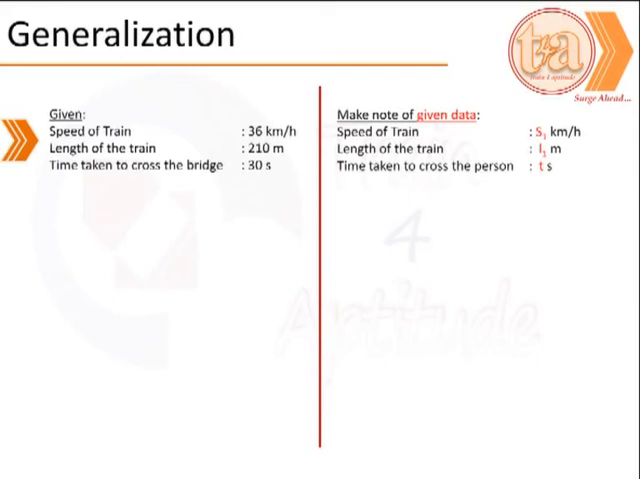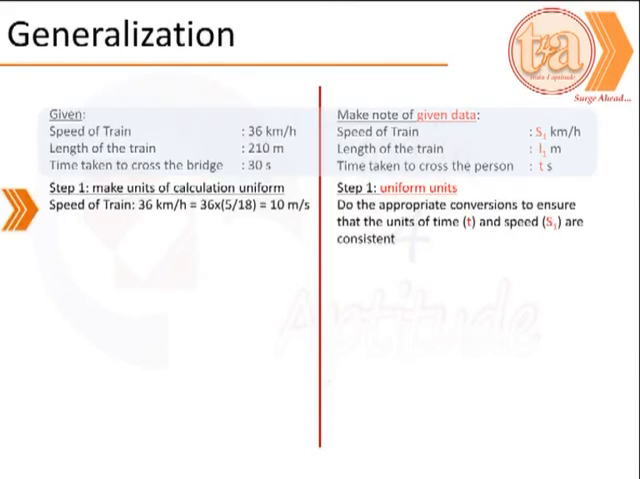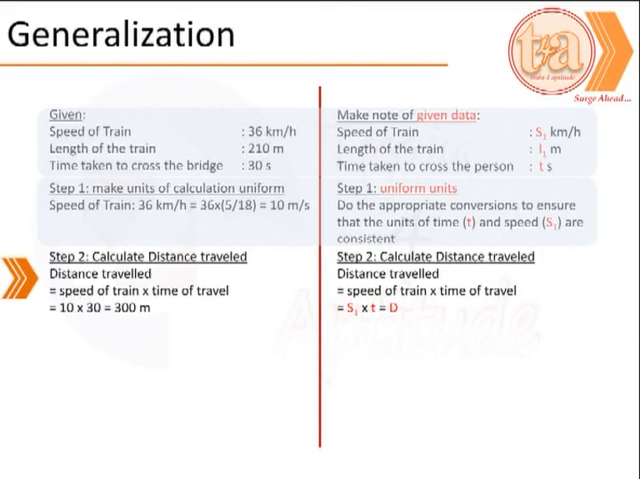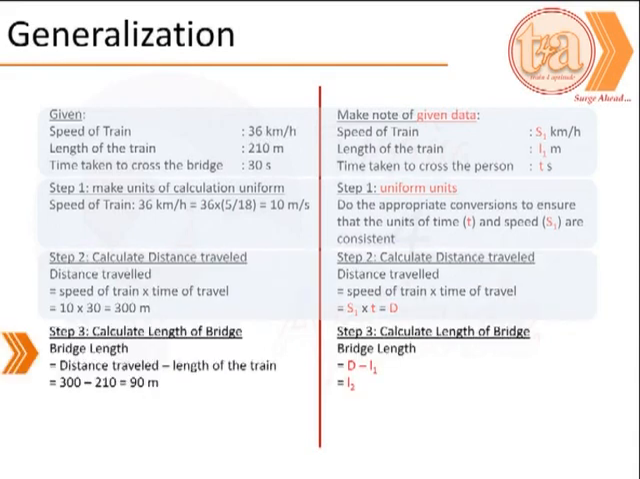We now begin generalizing the problem. We first begin with looking at what data is given to us. The first step, once we have gathered the data that we have, is to ensure that the units are uniform and consistent all across. The next step is to use the calculation of the uniform units into calculating the distance. Now that we have calculated the total distance traveled, from that, if we remove the length of the train, we get the answer, that is the length of the bridge.